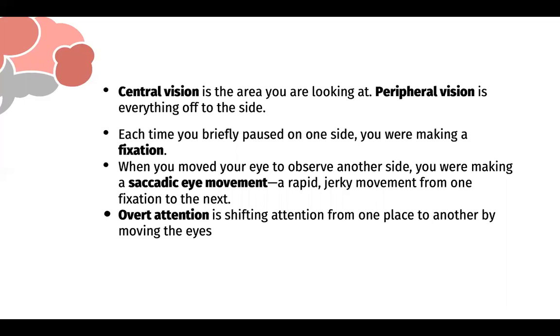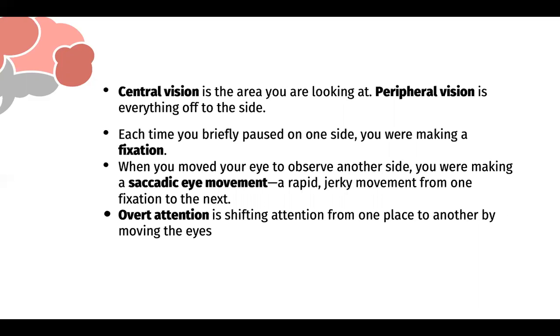The fovea has much better detail in vision than the peripheral retina, on which the rest of the scene falls. Thus, as you scanned the scene in the previous slide, you were aiming your fovea at one face after another. Each time you briefly paused at one face, you were making a fixation. And when you moved your eye to observe another face, you were making a saccadic eye movement, a rapid jerky movement from one fixation to the next.